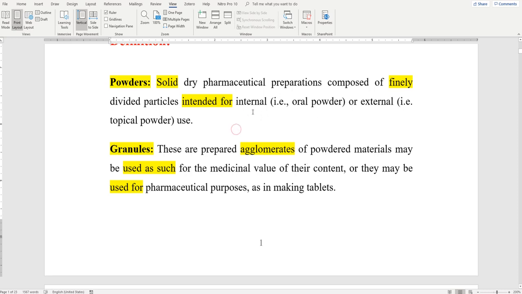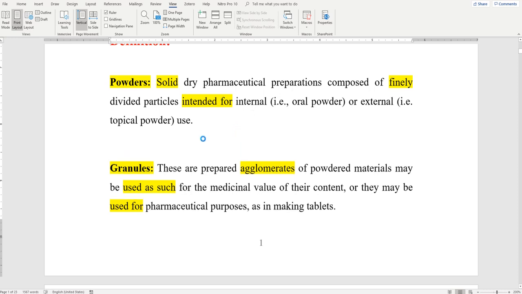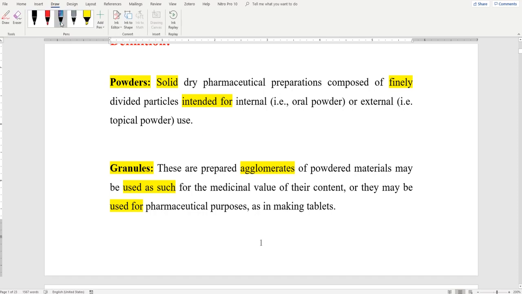Now, if we want to look at the difference, so how the shape would look like, if I say, okay, these are powders. You see here finely divided powders. Okay, and here you can see agglomerates of powdered material to form entities. We call them granules. Of course, maybe you will conclude that, okay, the granules should be larger than the powders.